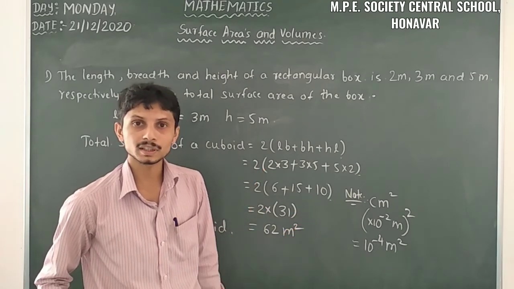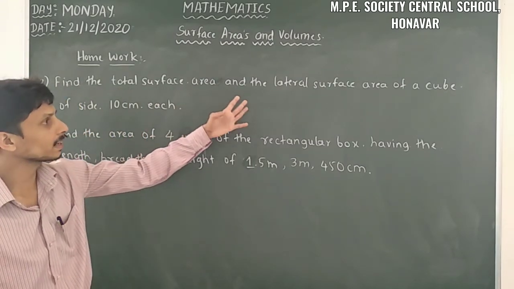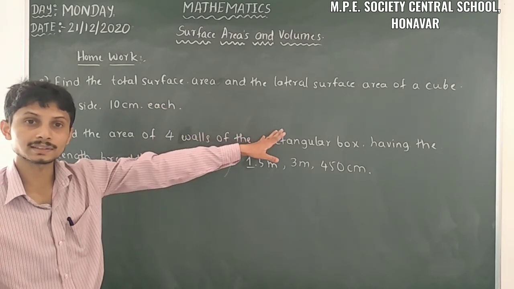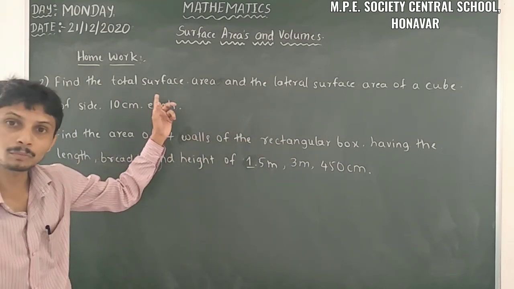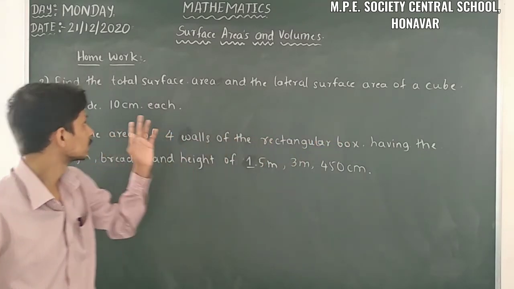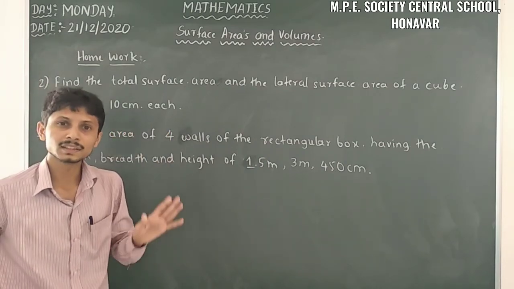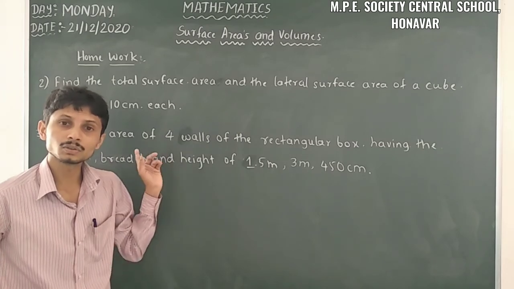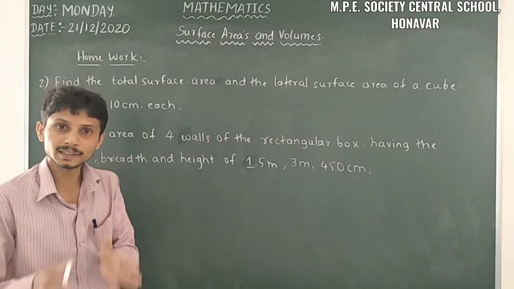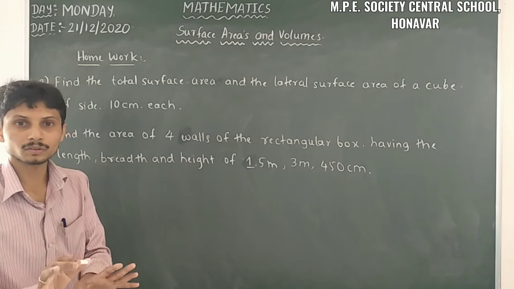So let us take two homework problems here, based on the cube. First, find the total surface area and lateral surface area of the cube. We have to find the total, and also the lateral surface area. Total surface area means the sum of 6 faces, and lateral surface area means we have to consider only 4 faces of side 10 centimeter each. So take A is equal to 10 centimeter. Using that, find the total surface area and the lateral surface area, and at the end write centimeter square as the unit. Whatever the answer, we have to write centimeter square.